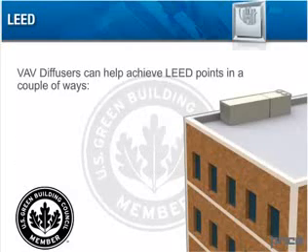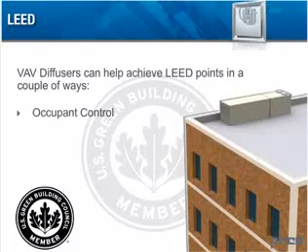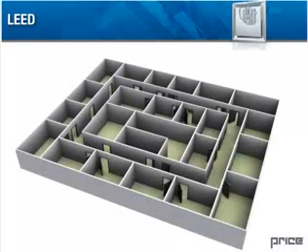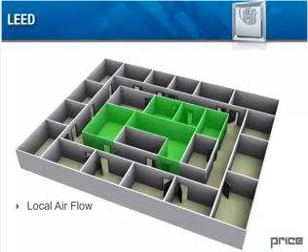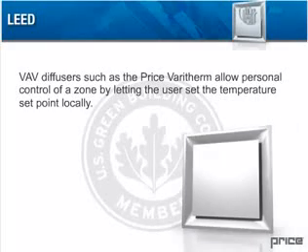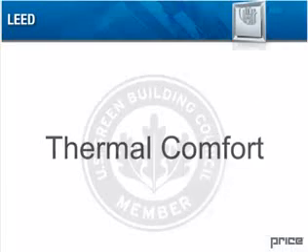VAV diffusers can help achieve LEED points in a couple of ways: occupant control and thermal comfort. Occupant control. In order to qualify for this credit, 50% of occupants in non-perimeter spaces must have individual control over the local airflow, temperature, and lighting. VAV diffusers such as the Price Varitherm allow personal control of a zone by letting the user set the temperature set point locally.